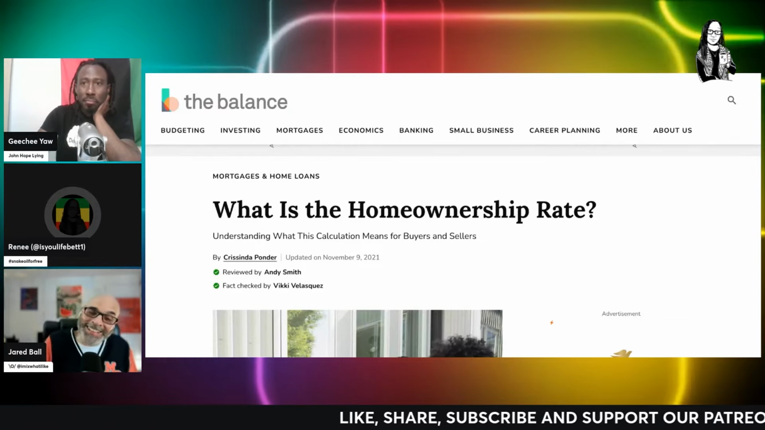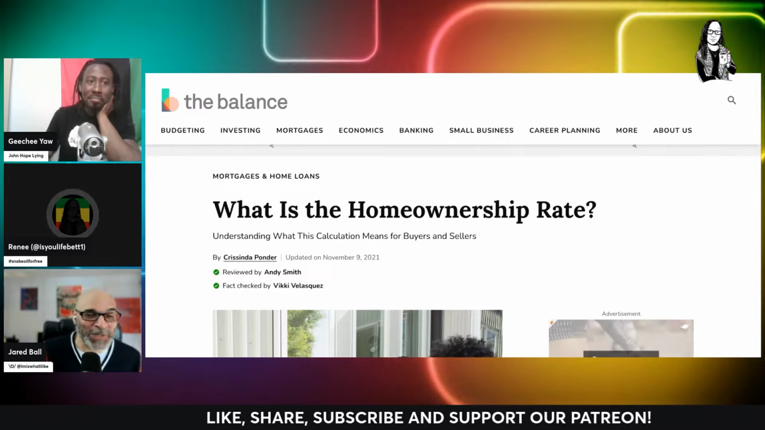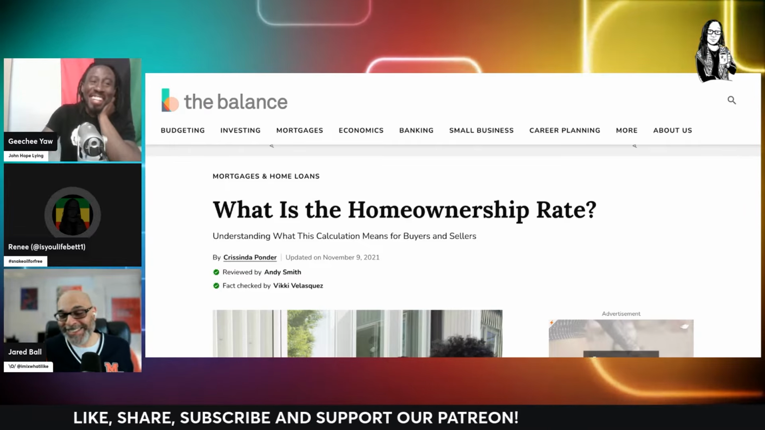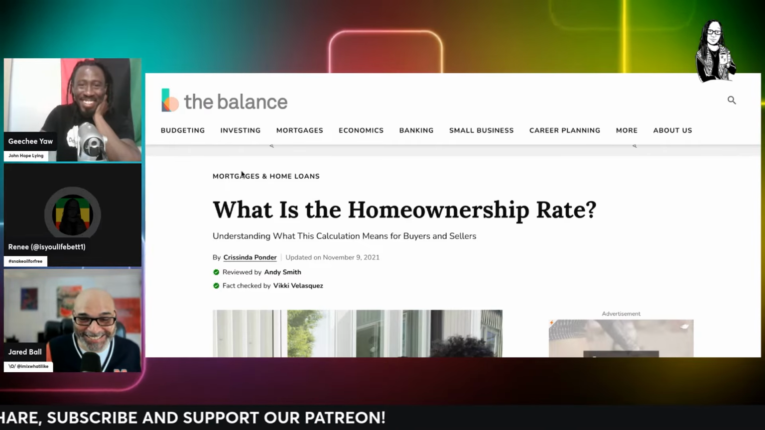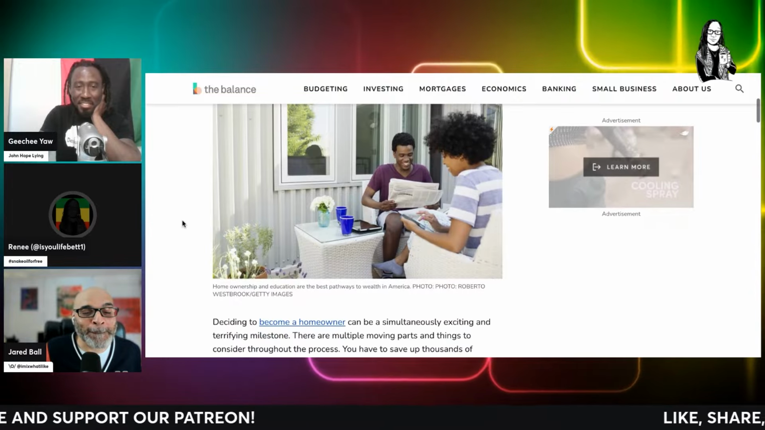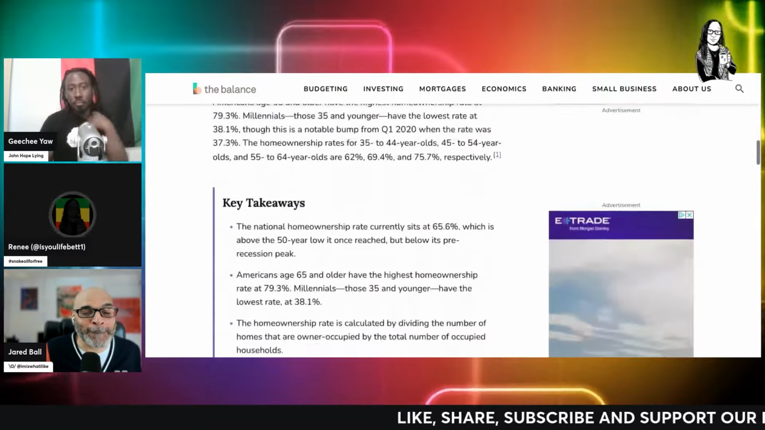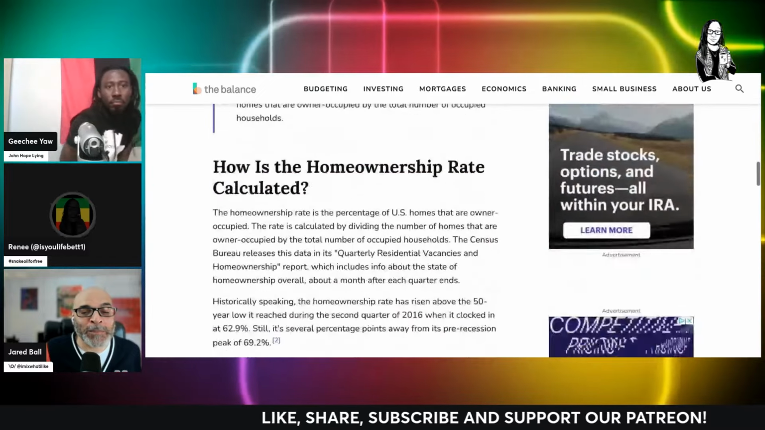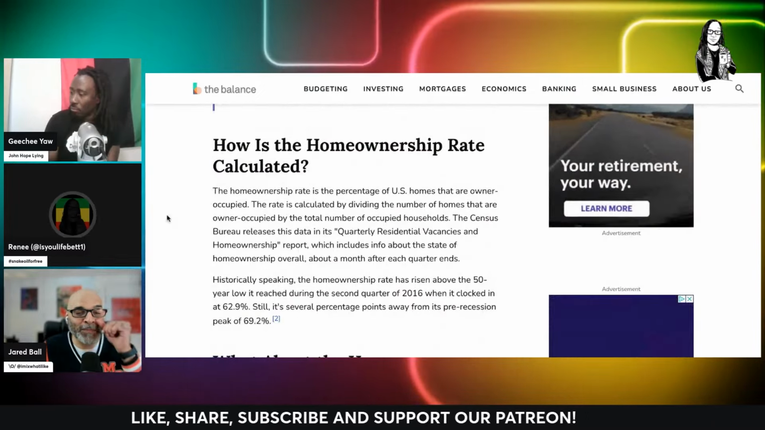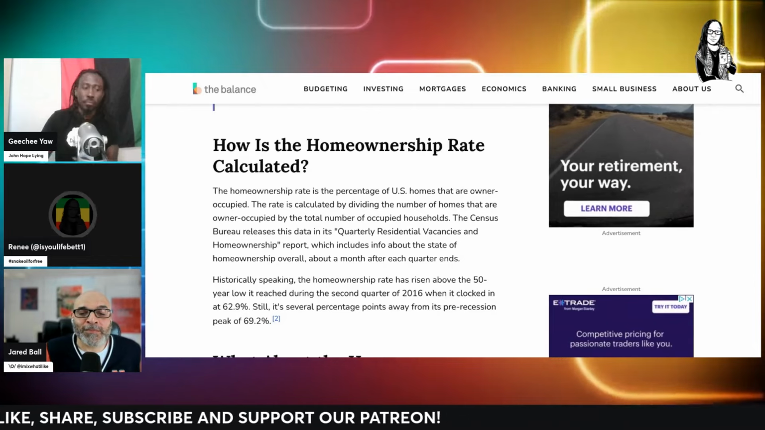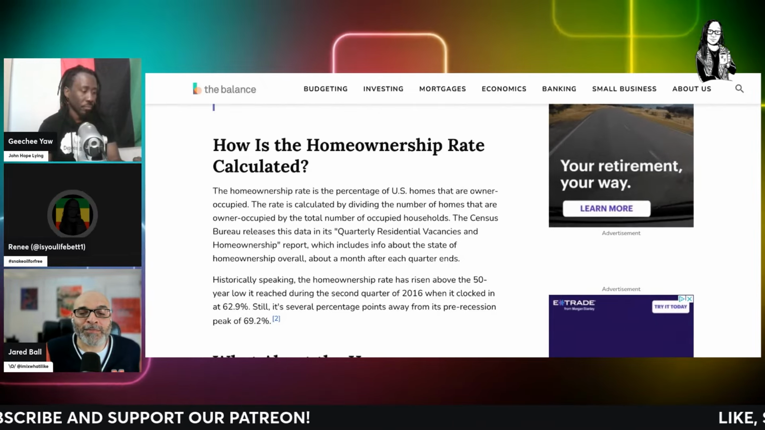For me, it is intentionally confusing. But if you scroll down, it actually says how the home ownership rate is calculated. There it is. So the home ownership rate is the percentage of U.S. homes that are owner occupied.